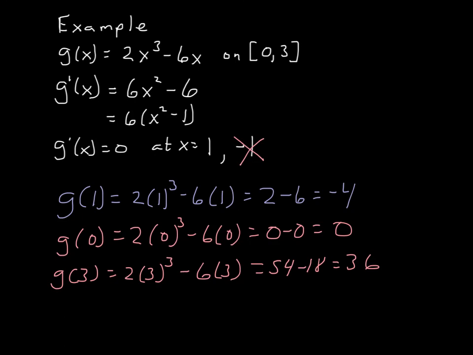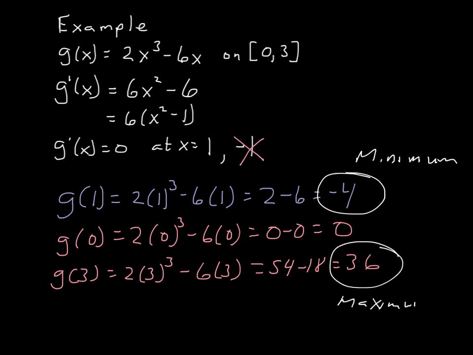So what I know in this case is that I have a minimum. My minimum is at negative 4, because it's the smallest value that I came up with. And the maximum is at 36. So the minimum value of g is negative 4. The maximum value of g is 36. The minimum value occurs at x equals 1, and the maximum value occurs at x equals 3.